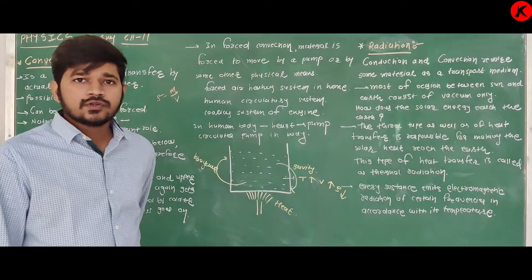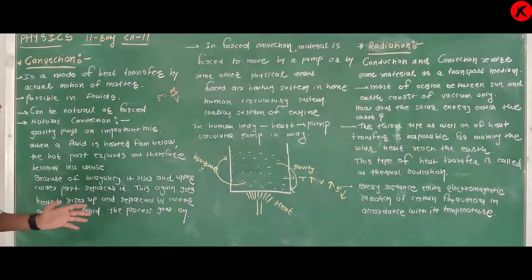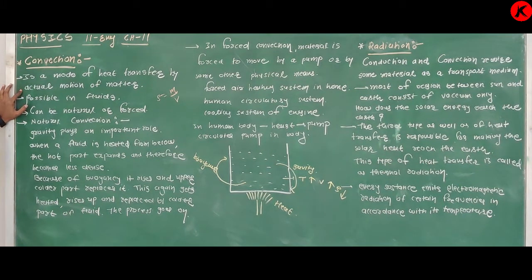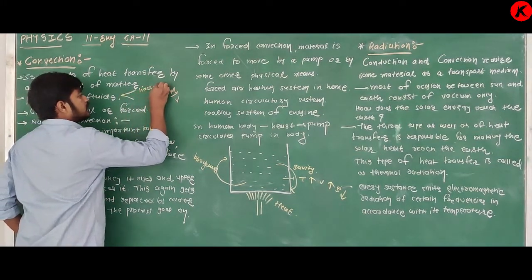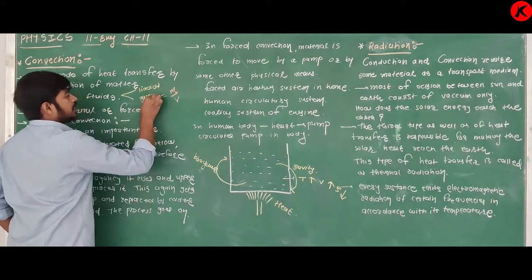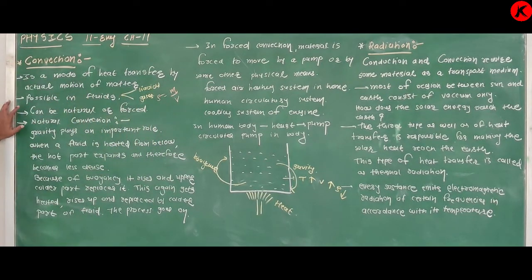Now how to write? It is a mode of heat transfer by actual motion of matter. Possible in fluids. Fluid means liquids and gases. It can be natural or forced. There are two types of convection: natural convection and forced convection. First of all, we will see natural convection.